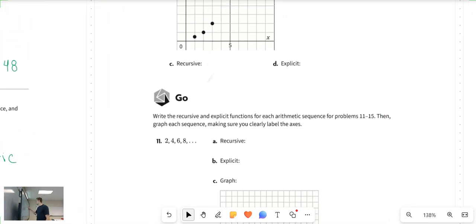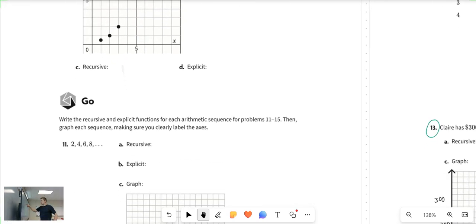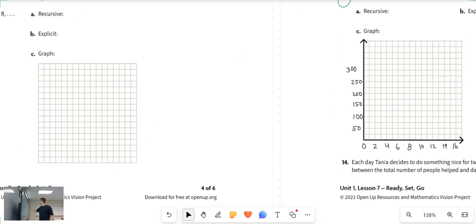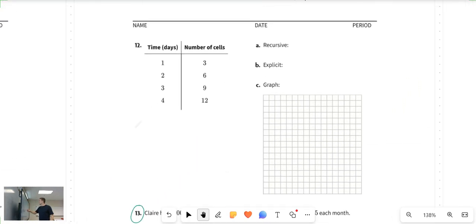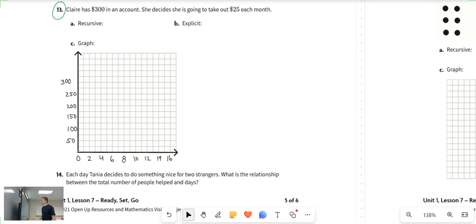So let's go and see. All right, this is 10 and 11. Those were not assigned, so we keep going. 12 was not assigned. 13, here we go. All right, I think this is the last one. Claire has $300 in an account. She decides she is going to take out $25 each month. Ooh, okay, so we have to write our recursive rule, our explicit rule, and graph it.